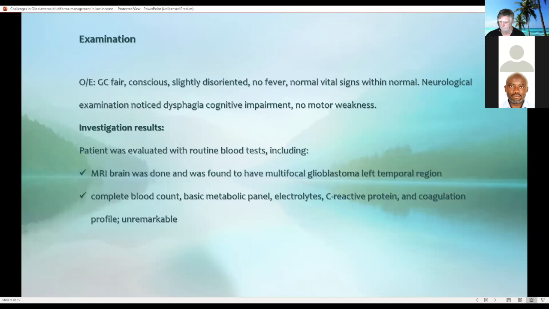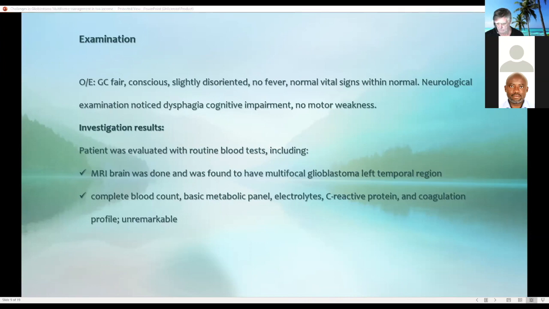As investigation, this patient was evaluated with routine blood tests, and we did also an MRI brain, and she was found to have a multifocal glioblastoma in the left temporal region. All these blood tests, the complete blood count, basic metabolic panel, electrolytes, CRP, and the coagulation profile were unremarkable. Only the MRI brain showed that she had this multifocal glioblastoma in the left temporal region.